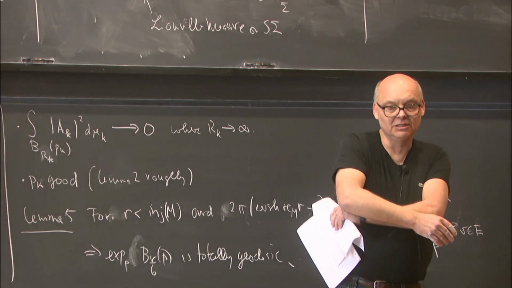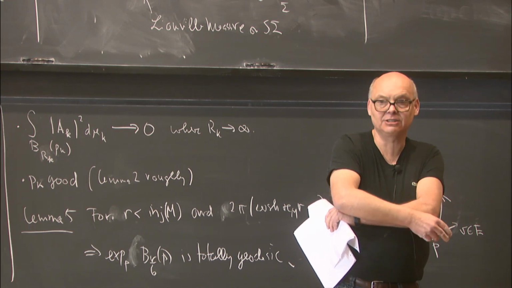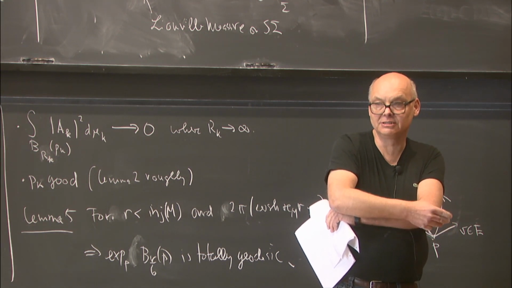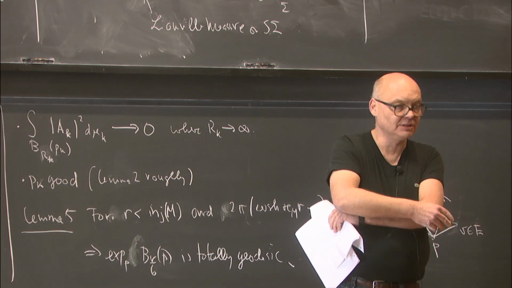So what you get is what Bangert calls a lamination structure on this manifold M, which is a totally geodesic lamination structure on M. So in the end, you can prove something of that type.